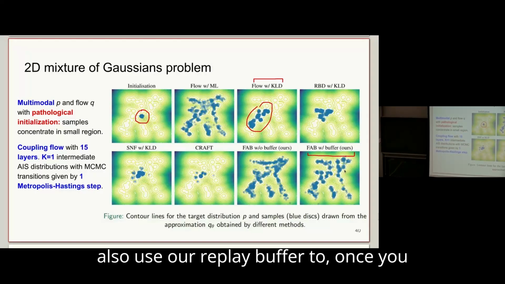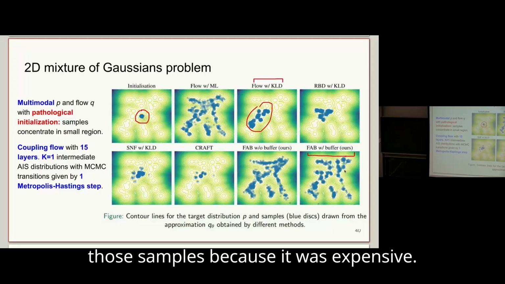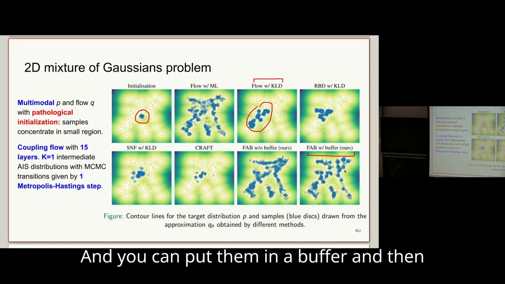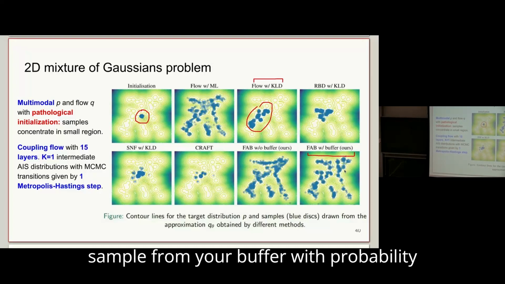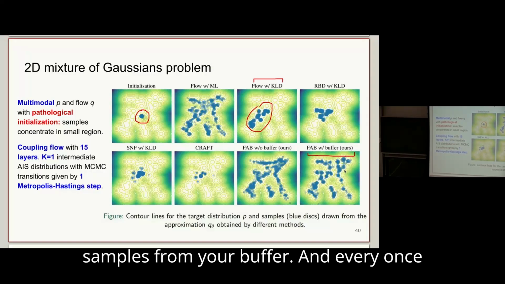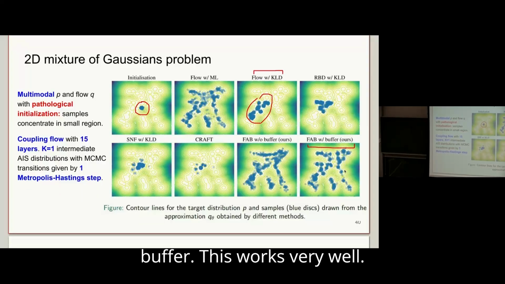We also use a replay buffer because, once you generate samples with annealed importance sampling, you don't want to throw away those samples, because it was expensive. You can put them in a buffer and then sample from your buffer with probability proportional to importance sampling weights, and you can just reuse samples from your buffer. And every once in a while, you add new samples into your buffer. Okay? This works very well.